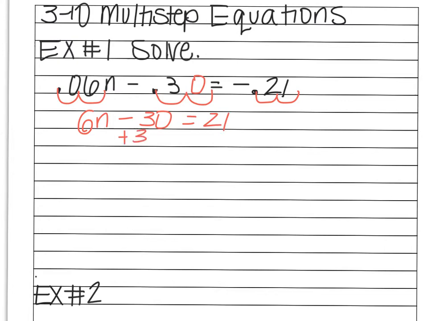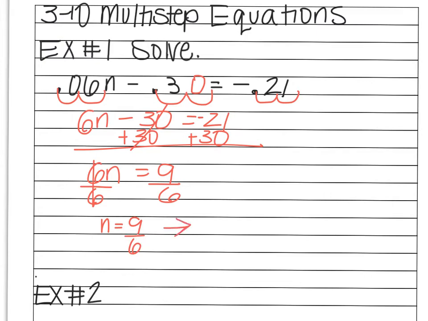So I can add 30. I have 6n equals 21 plus 30. And this is a negative, so negative 21 plus 30 is going to be 9, divided by 6. I get n equals 9 over 6, which we can go ahead and reduce. 3 goes into both of those.